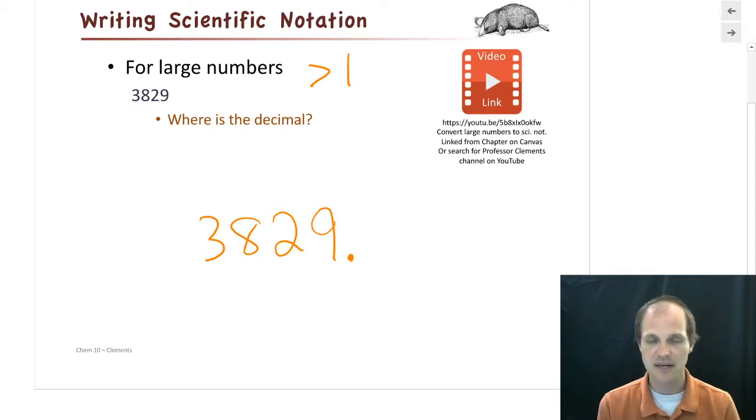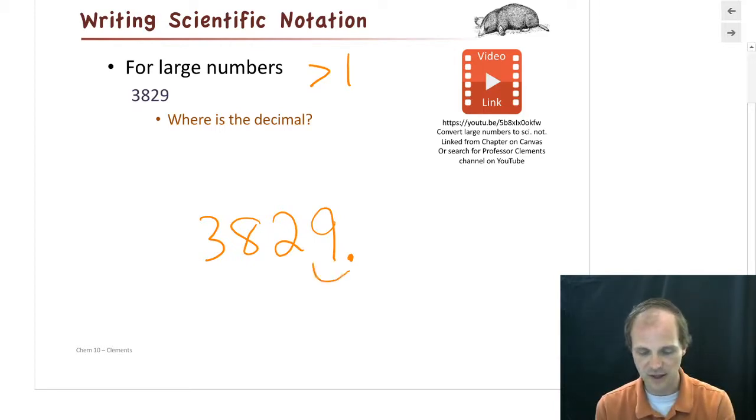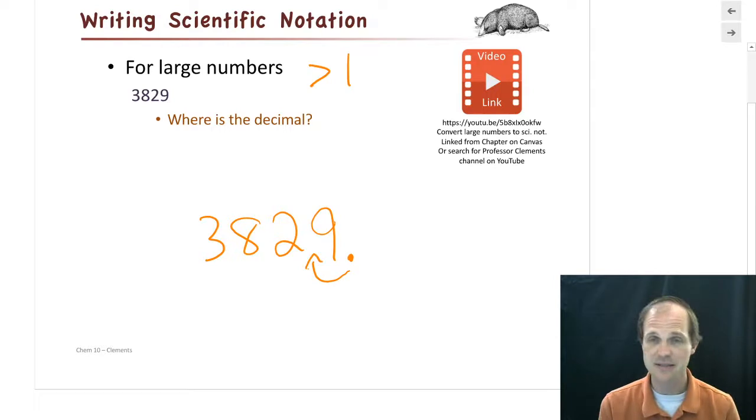So I'm going to take 3,829. What I want to do is I want to write that in a way that's equivalent using scientific notation. So I'm going to do it step by step for the first time we do it. And then after that, we'll kind of do it in a more quick and systematic way. So I'm going to take that decimal point. I'm just going to move it over one spot.